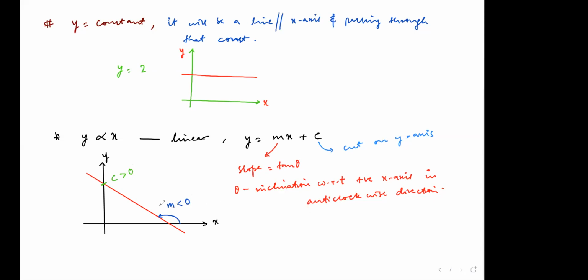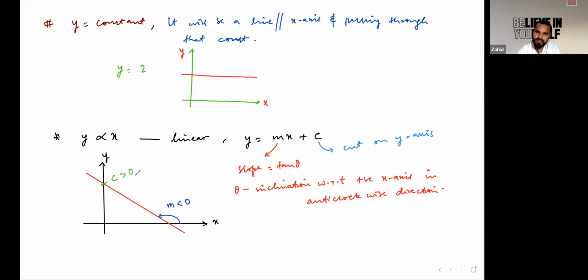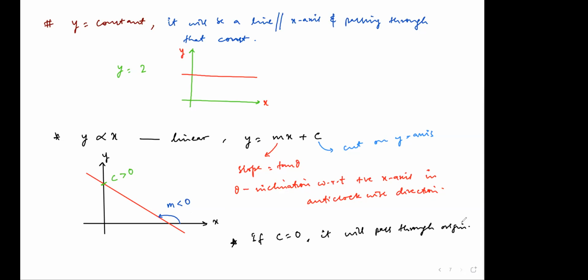On the basis of the sign of m and the sign of c, you can easily define in which direction this particular line would move. Now there is one limitation in this. If c is equal to 0, there will be no cut on the y-axis, or you can say the cut on the y-axis is at the origin, so it will pass through the origin. Just write it down.